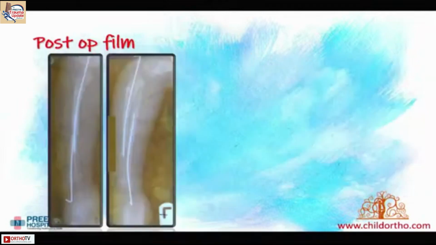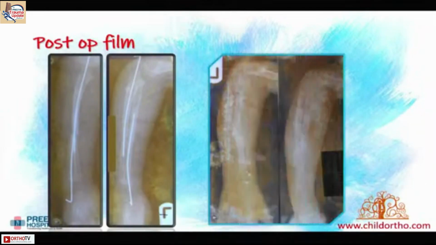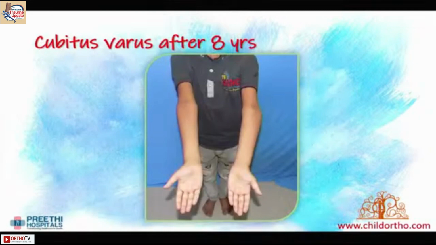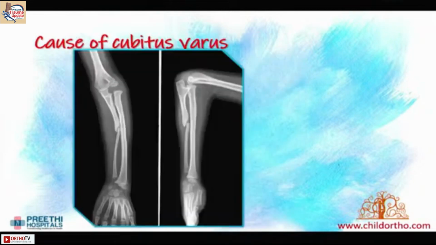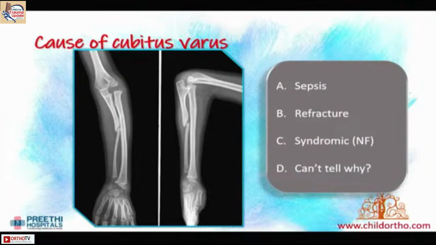Okay. This child was treated like this. Sorry for the film. This is how the plaster was removed, and he came to me with cubitus varus after 8 years. Any guess what is happening here? Cubitus varus in a forearm fracture. We are running late, so I will just show you that the ulna had gone for non-union. And do you know what the cause is here? Anybody? Any guess?